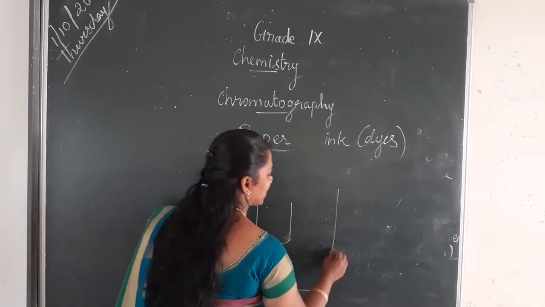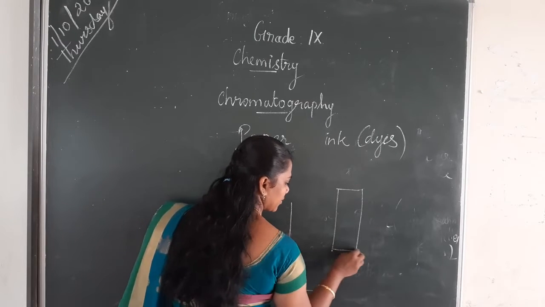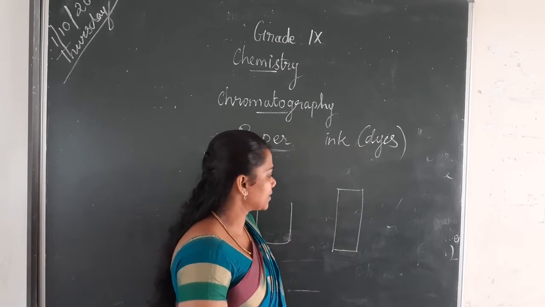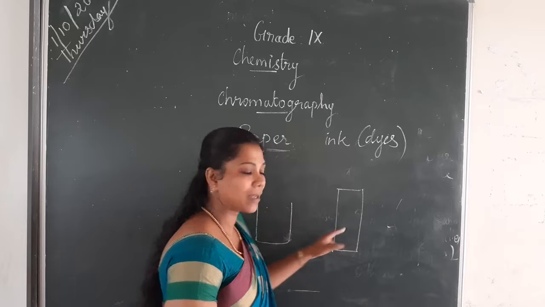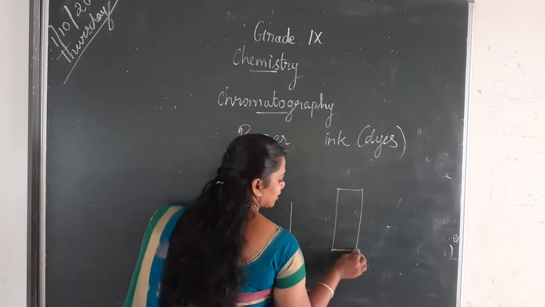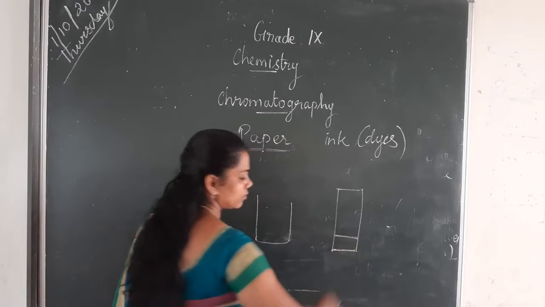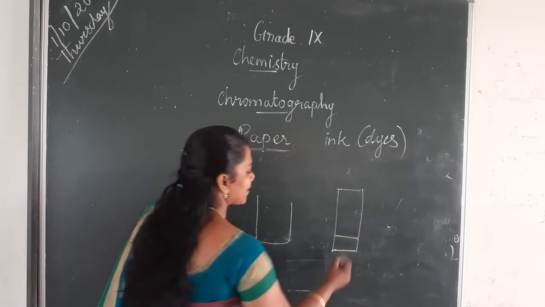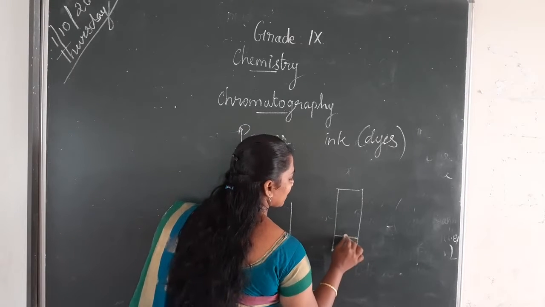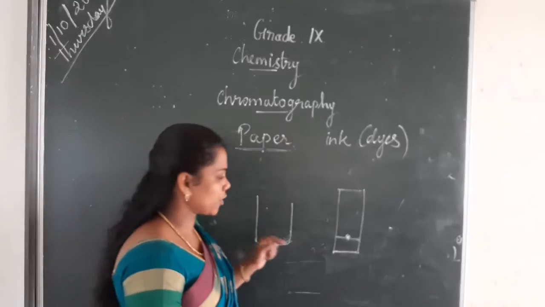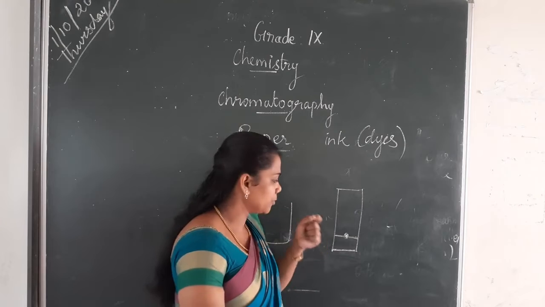Okay, cut a Whatman filter paper. Cut the filter paper based on our requirement or the size of the sample. From the bottom, a little above, draw a pencil line, and now we are spotting a drop of ink on this paper.